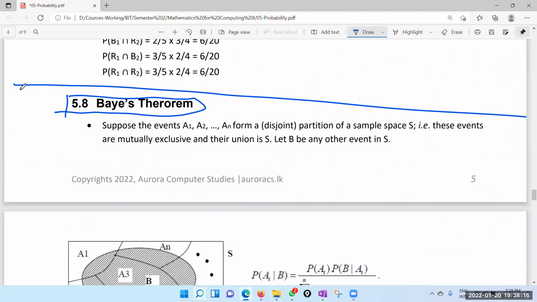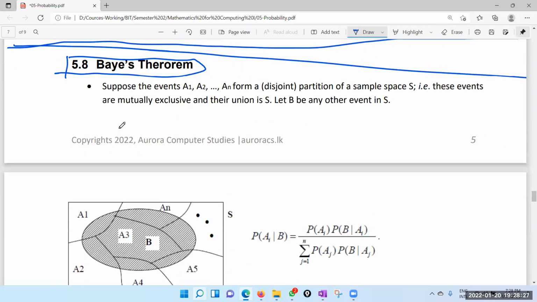So what is Bayes theorem? This Bayes theorem was not covered in your O-level also, because it's a fuzzy one. Suppose, this is how you write the Bayes theorem. If you pay a lot of attention and seriousness, of course you can understand this.